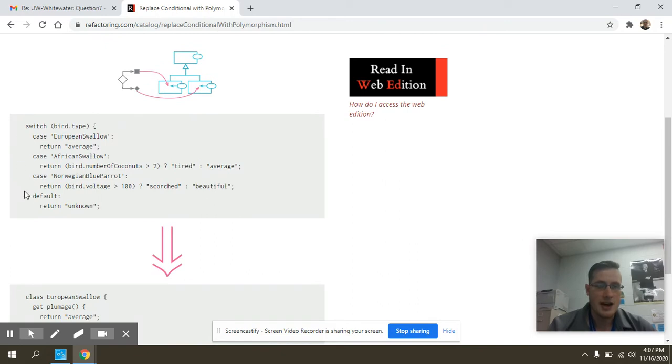If I look at this top section, switch is going to take the type of bird we're talking about. So in this situation, I see bird.type. It's talking about some umbrella term bird, and each bird has a type saved. So what it does is it checks, is it a European swallow? Then it returns a value. Is it an African swallow? Then it'll return a different value. Is it a Norwegian blue parrot? Then it will return a different value. And then we'll return unknown if I don't match any of these.